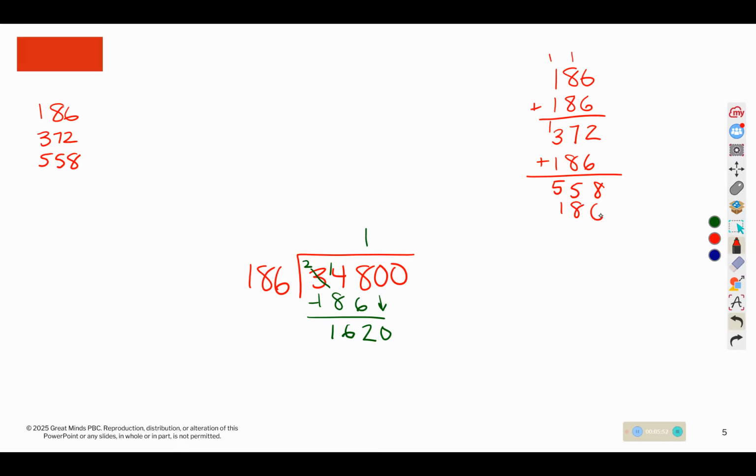Plus another 186. 8 and 6 is 14. 8 plus 5 plus 1 more makes 14. 1 plus 5 plus 1 is 7. Four and 6 make 10. 8 plus 4 plus 1 more is 13. 7, 8, and 9.